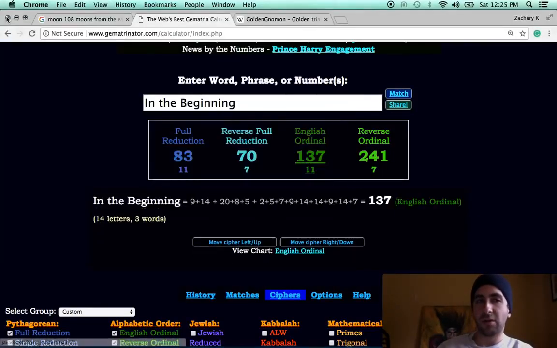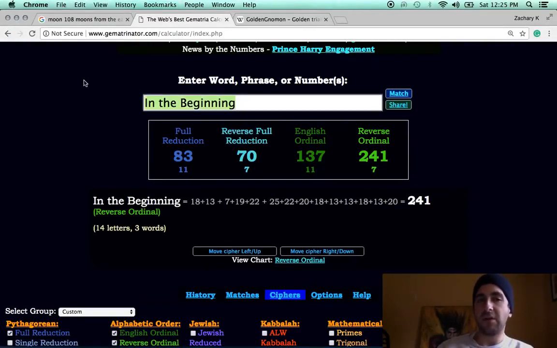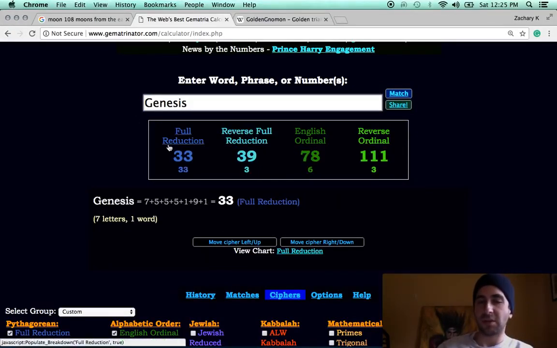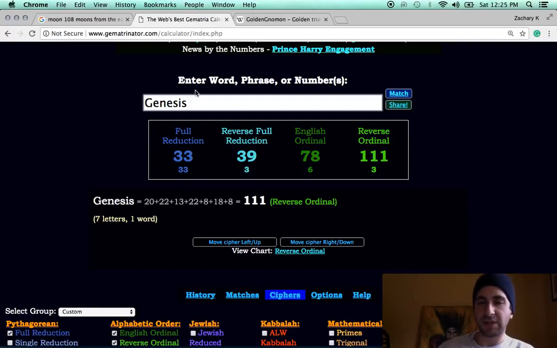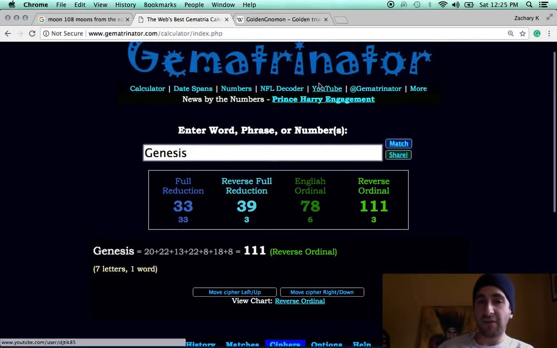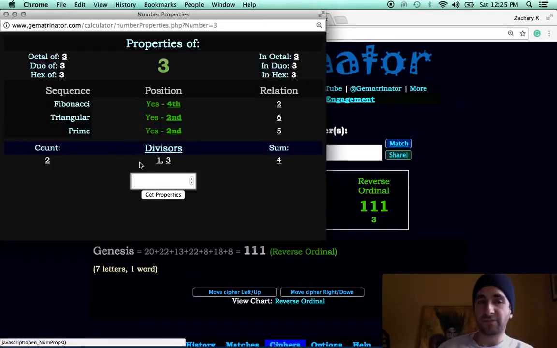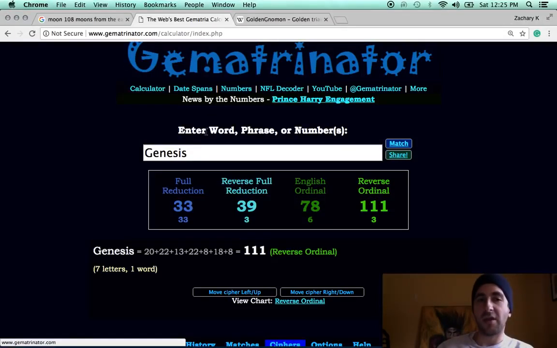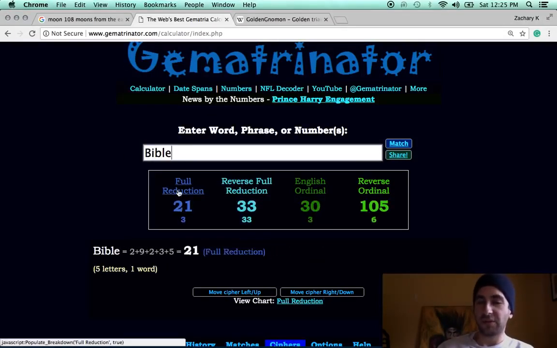Alphabetic order, 137 in reduction, Genesis 33. And Genesis first to 39 books in the Old Testament. Unless you go by the Catholics who have an extra, what do they have? The Catholic Bible's 73 books, so they have an extra 7 books in the Old Testament. And why do the Catholics have 73 books? 73 is the 21st prime number, and Bible equals 21.